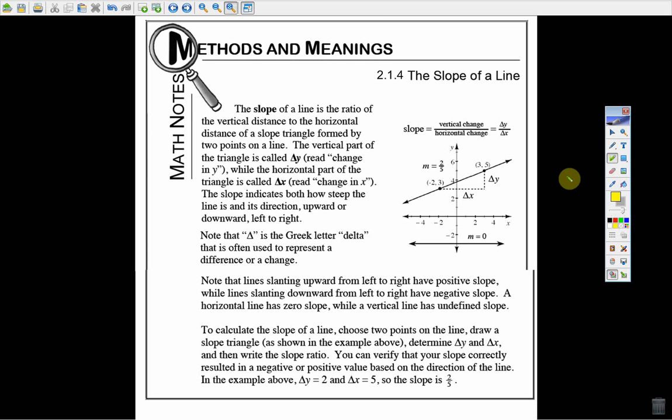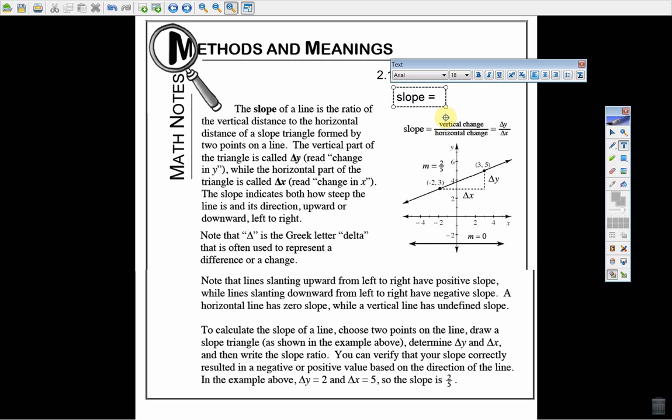Slope is a concept that you should be pretty familiar with. You've seen it before, but it's always good to remind ourselves exactly how it works. So the slope of a line is the ratio of the vertical distance to the horizontal distance of a slope triangle formed by 2 points on a line. That is what we have traditionally called rise over run, right? Rise is our vertical distance, and run is our horizontal distance. So we have rise over run.